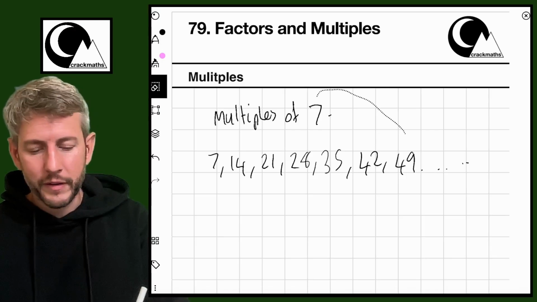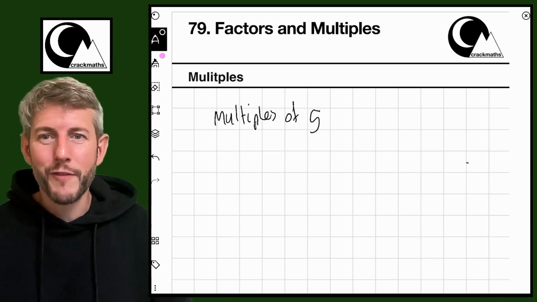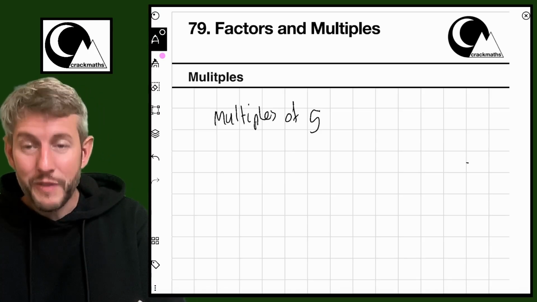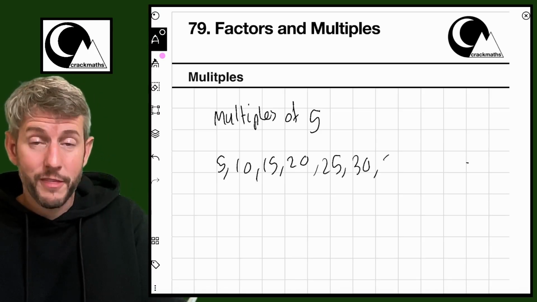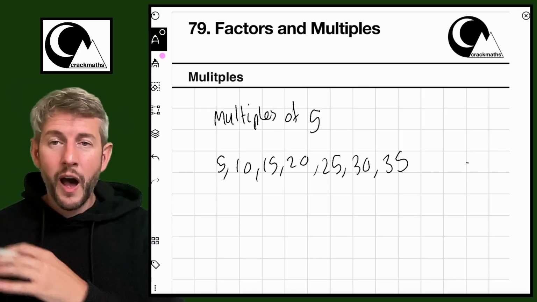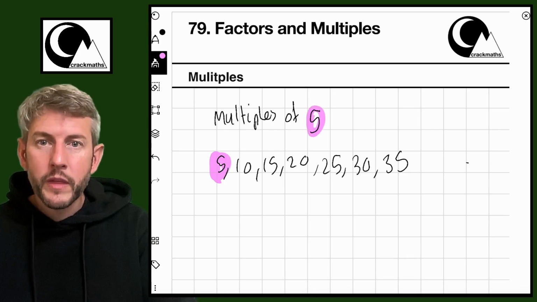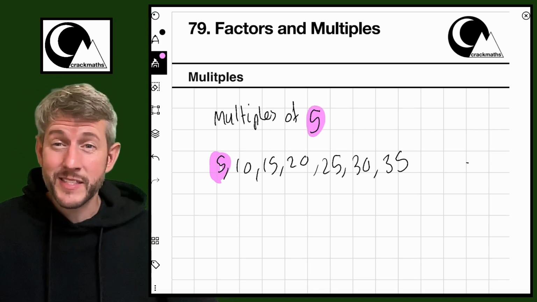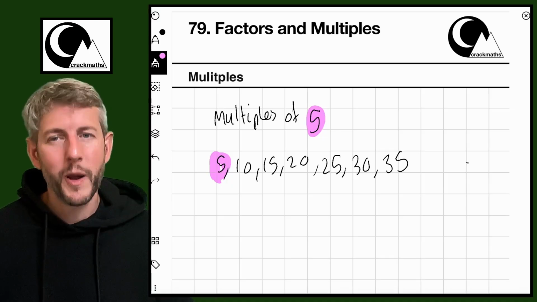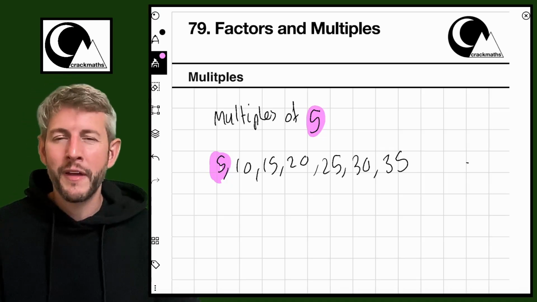Let's have a look at another. Let's go for this time the multiples of 5. The multiples of 5 are nice and easy, so let's do that. So we've got 5, 10, 15, 20, 25, 30, 35. So the multiples are all of the numbers in that times table, including the number that we're talking about. So the first multiple of any number is itself, because that is itself multiplied by 1. Okay, so that is still technically a multiple of that number.